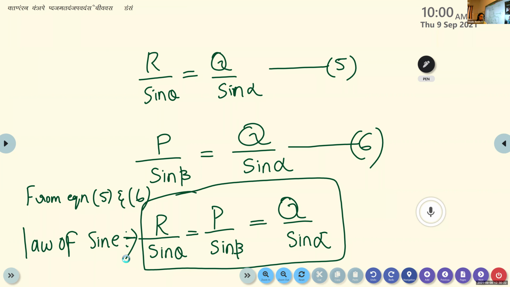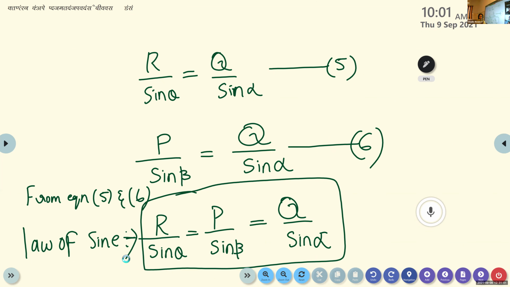Mary Angelina, what is the equation for calculating the magnitude of a resultant vector using the law of cosine? Ma'am, R by sine theta equal to P by sine beta equal to Q by sine alpha. Wow, that is the law of sine. My question is the law of cosine. Ma'am, R equal to root of P square plus Q square plus 2PQ cos theta. Yes, very good. R is equal to root of P square plus Q square plus 2PQ cos theta.